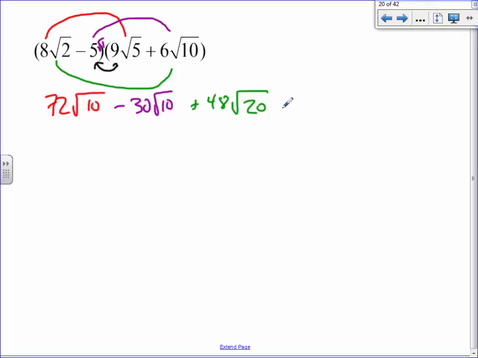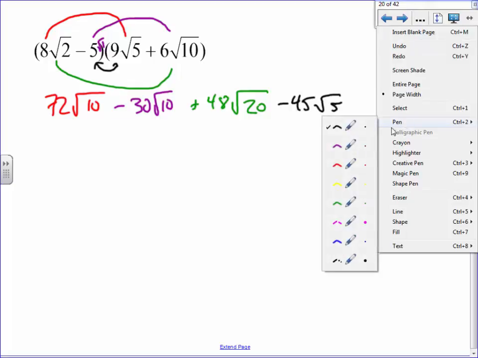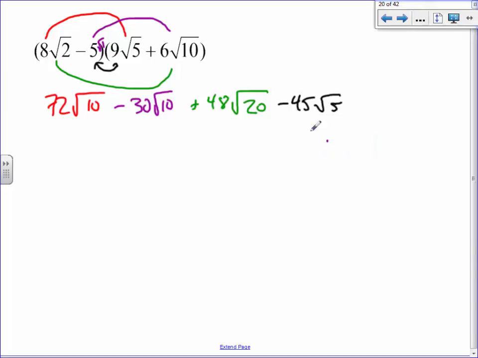And for the last one, you can see that the 9 and the 5 will times together to give a -45. And then there's really only the root 5 left on the 9, because again, this guy doesn't really have a root. So let's start putting like terms together. Hopefully you'd agree, I'll use purple for this one here, that these two contain like terms. They're both root 10s, right? So 72 minus 30 means you'd have 42 root 10s.